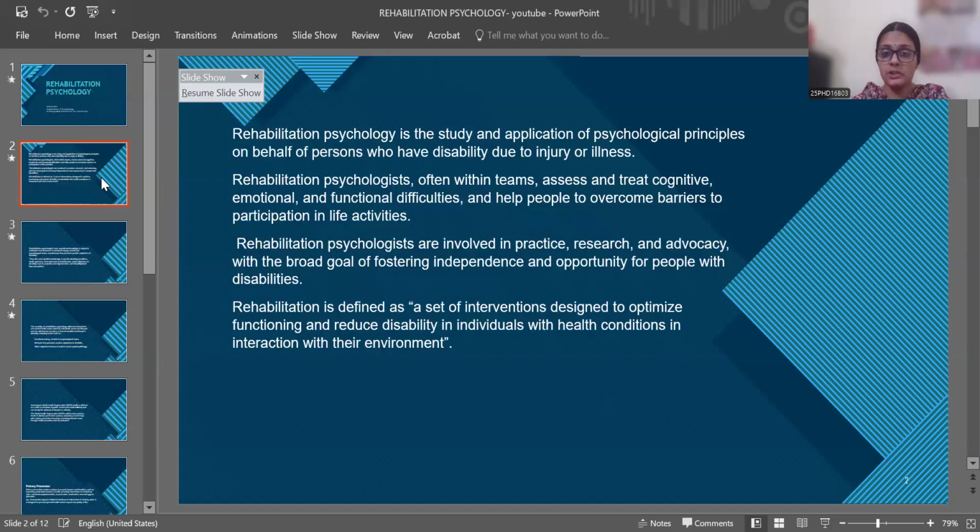The definition of rehabilitation as a process is a set of interventions designed to optimize functioning and reduce disability in individuals with health conditions in interaction with their environment. We should keep this in mind: people with disability have more issues when they have to communicate or interact with the environment.